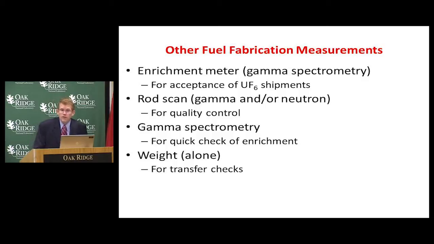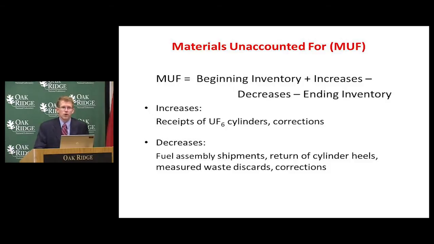And then the weight values are very important since they will provide, generally, the best measurement capable for total quantity of materials. These are especially important for the transfer points, on-site, off-site, and between material balance areas. So by doing all these measurements, ultimately what the agency is striving for is to come up with an independent calculation for MUF, which is material unaccounted for.